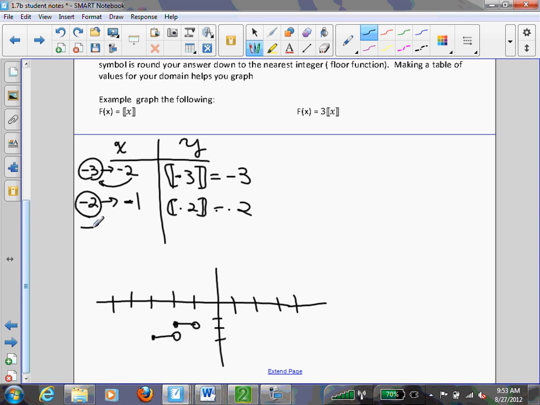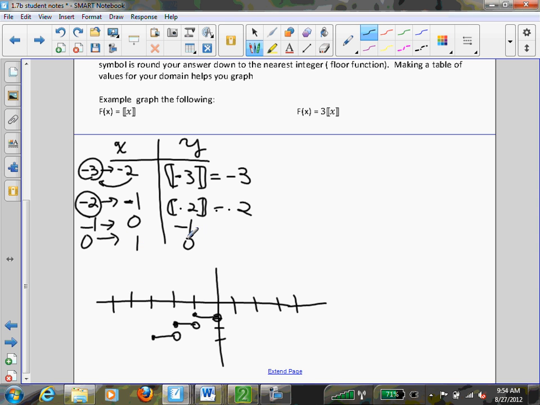So next interval goes from -2 to -1 to 0, and that's going to give me what as my answer? Okay, so between -1 and 0, solid, open. Because remember, we're not using 0, so we can't include it. We're going up to 0. And then from 0 to 1 gives me 0.